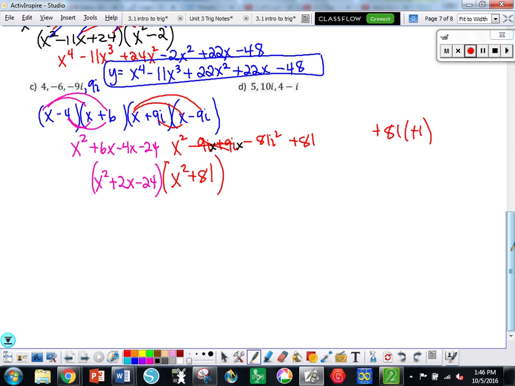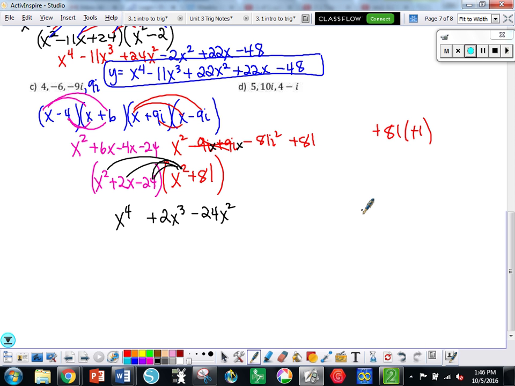Okay, now that we've got this, what am I going to do next? I'm going to take the binomial and I'm going to backtrack it this way. I find that if I only have to distribute 2 numbers, I'm less likely to make a mistake. So x squared times x squared, x to the 4th. x squared times the 2x, plus 2x cubed. Times the negative 24, negative 24x squared.